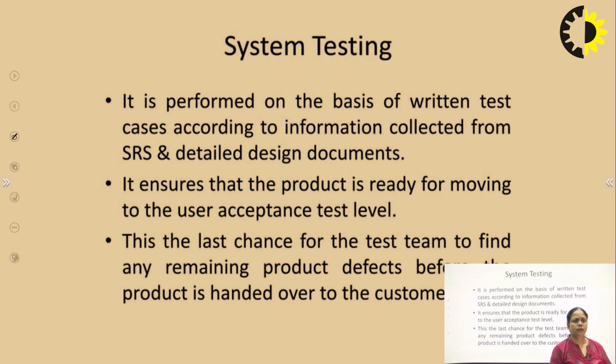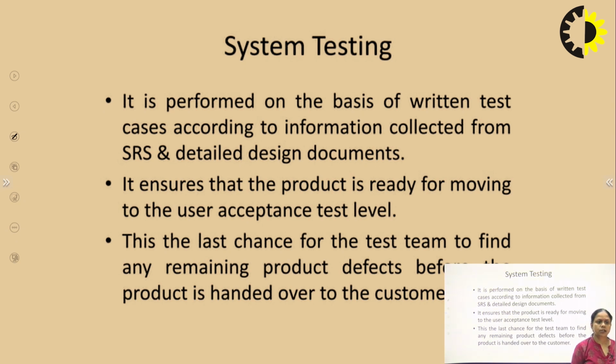It is performed on the basis of written test cases according to information collected from the SRS and detailed design document. So in this case, we will write some test cases and then we will see what the main functionality written in the document is, and then we will test our system. It ensures that the product is ready for moving to the user's acceptance test level. We have to see that the user requirements are fulfilled and the user should accept our product, so we have to test our system properly.